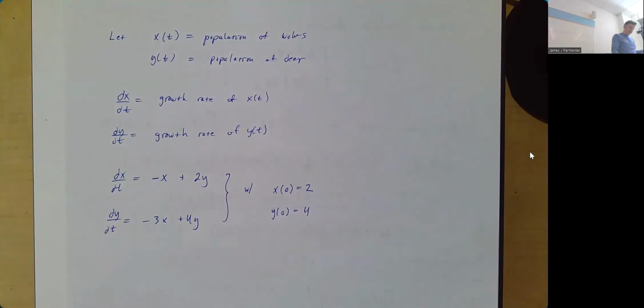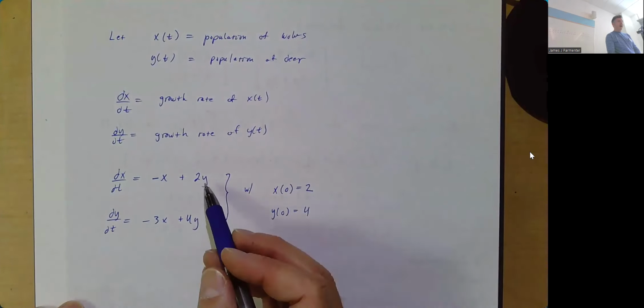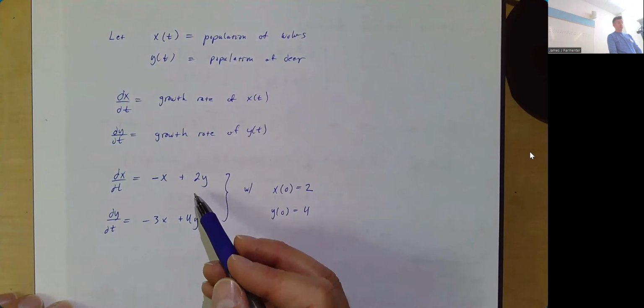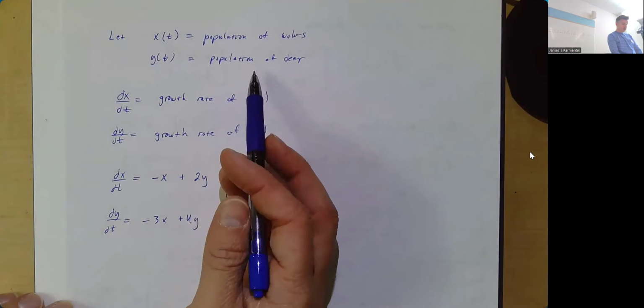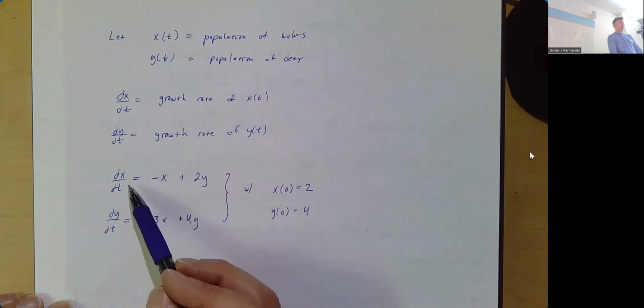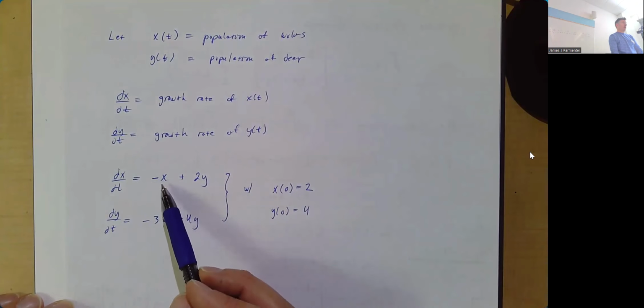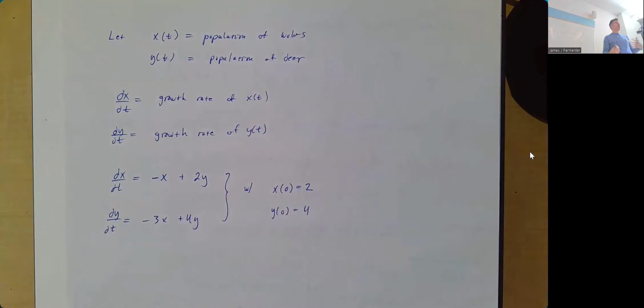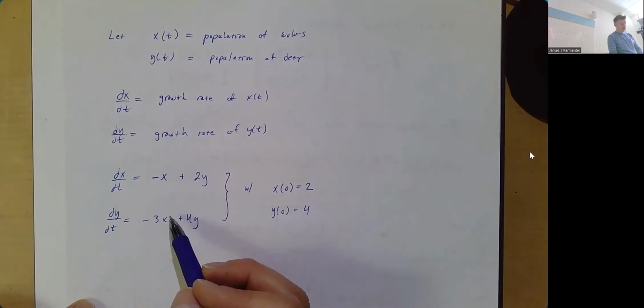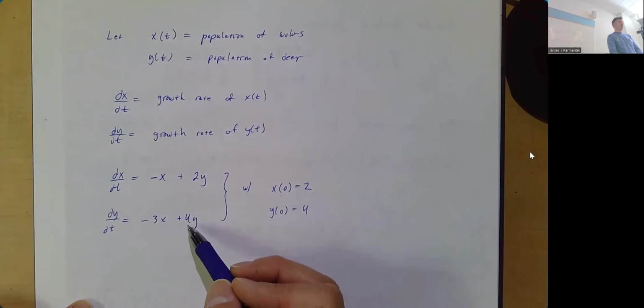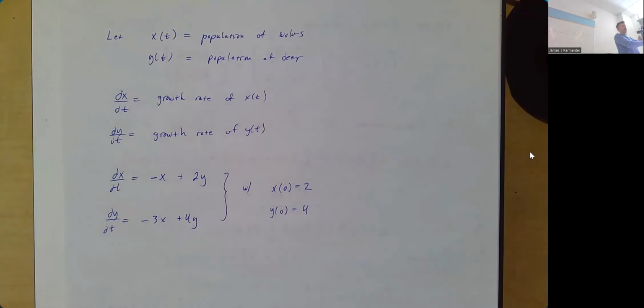Also something to think about. If y were equal to 0, if there were no deer, then dx dt, the rate of change of the population of wolves, would be -1 times the population of wolves. So their population would be decreasing because there's no prey for them to feed on. And oppositely, if x was 0, dy dt would be 4 times y. The population of deer would increase because there wouldn't be any wolves to prey on them. So these equations seem sensible enough.